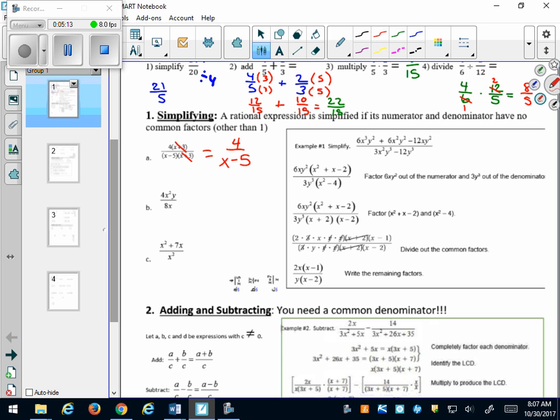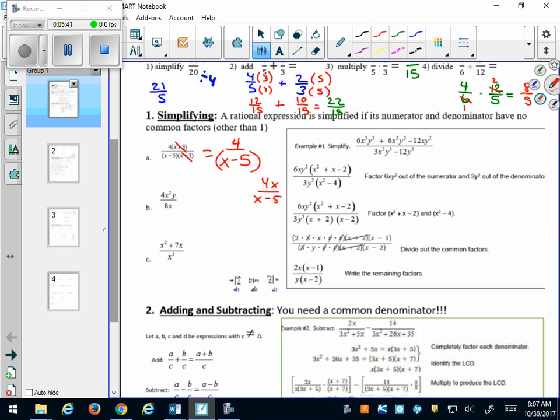You have to remember, though, that x minus 5 is a full unit itself. It can't be broken up. So if I had a 4x on top and x minus 5 on the bottom, can I cancel anything? No, because remember, you're canceling common factors of the entire numerator or the entire denominator.